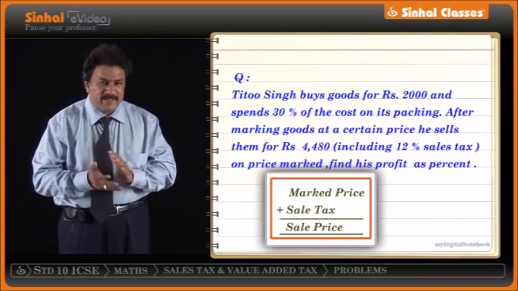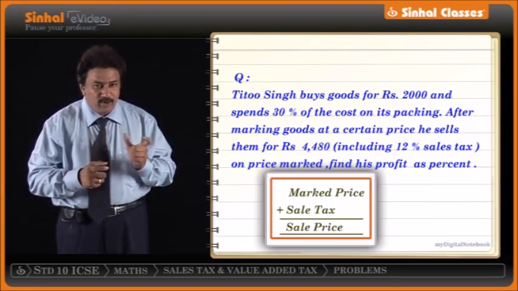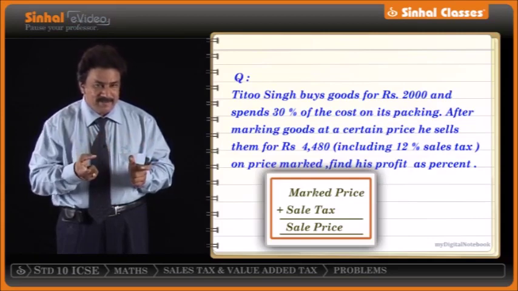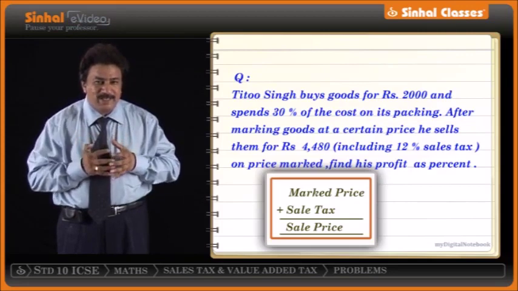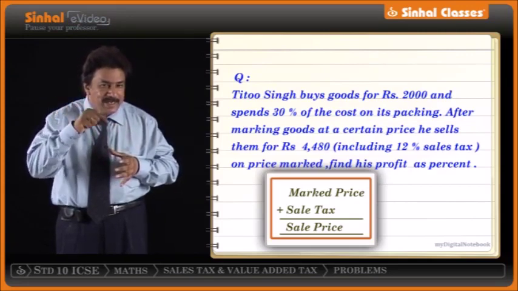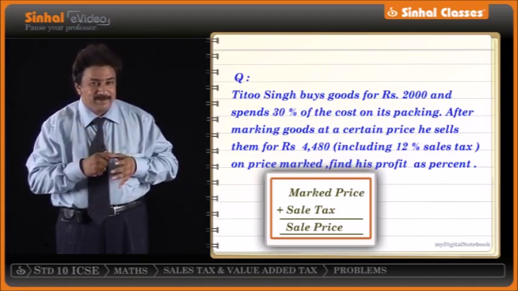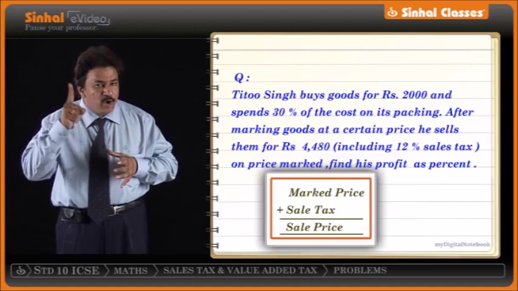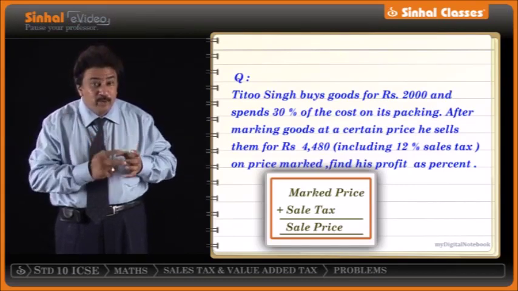Now something very interesting in this sum. To find the profit, you should know the cost price and the selling price. And the selling price means the entire money should come to the person who's selling the thing. In this sum, the selling price says including sale tax. Now the amount of sale tax will not come to T2 Singh. Amount of sale tax will go to Government of India. So we have to find a price which comes only to T2 Singh.